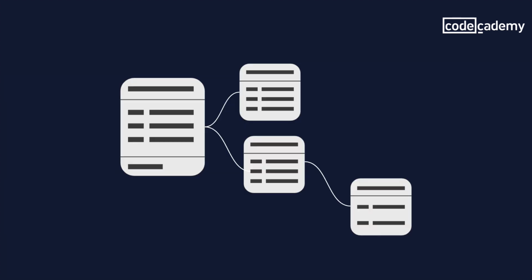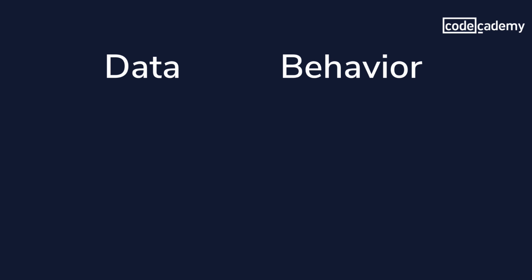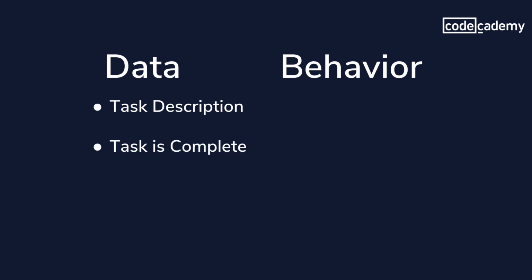Now, before we dive into object orientation, let's take a step back and examine what exactly makes up a program. All programs have data and behavior. The data is what the program knows. In the case of our to-do list, that's the name of the tasks and whether or not they're complete. The behavior is what the program can do with its data.